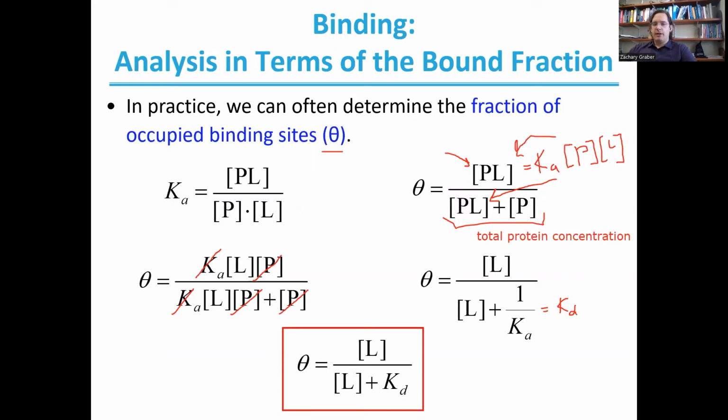Now, this equation here is quite useful, right? What it tells us is that as long as we know the concentration of free ligand and the equilibrium constant for our protein, we can actually calculate how much of our protein will have ligand bound at any given time, right? So we can actually remove the dependence on our protein concentration, essentially.